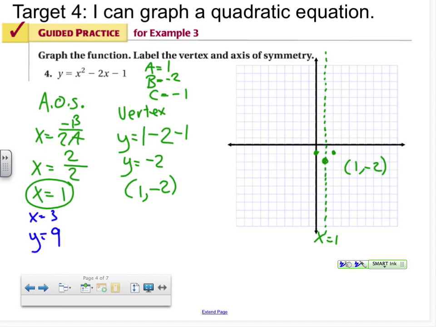3 squared is 9. 2 times 3 is 6. We got 9 minus 6 minus 1. 9 minus 6 is 3. 3 minus 1 is 2. So at 3, y is 2. Plot and reflect, and then we can play connect the dots. There is our parabola.